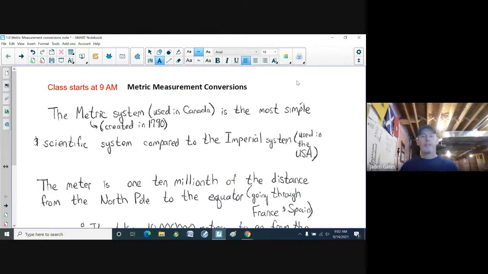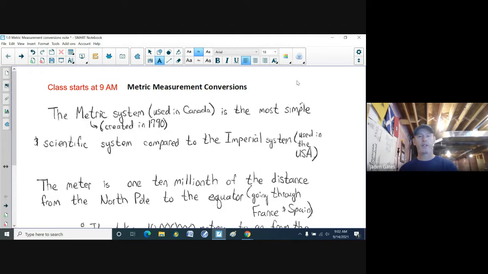All right, so what we're looking at right now is we're getting into measurement. That's the title of this unit. We have to do a lot of calculations, and that's why we reviewed BEDMAS last class. What we're going to look at is metric measurement conversions.